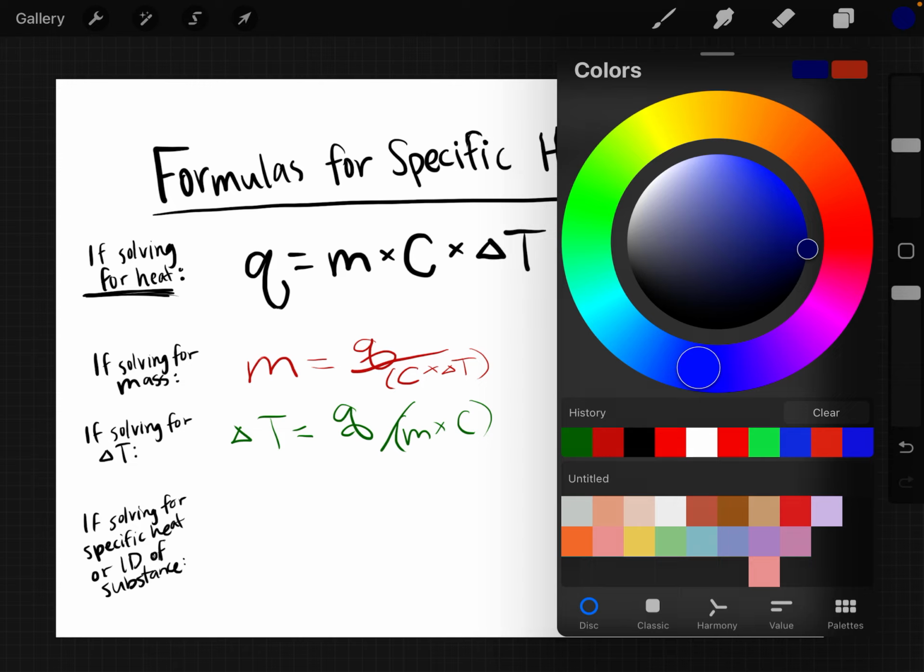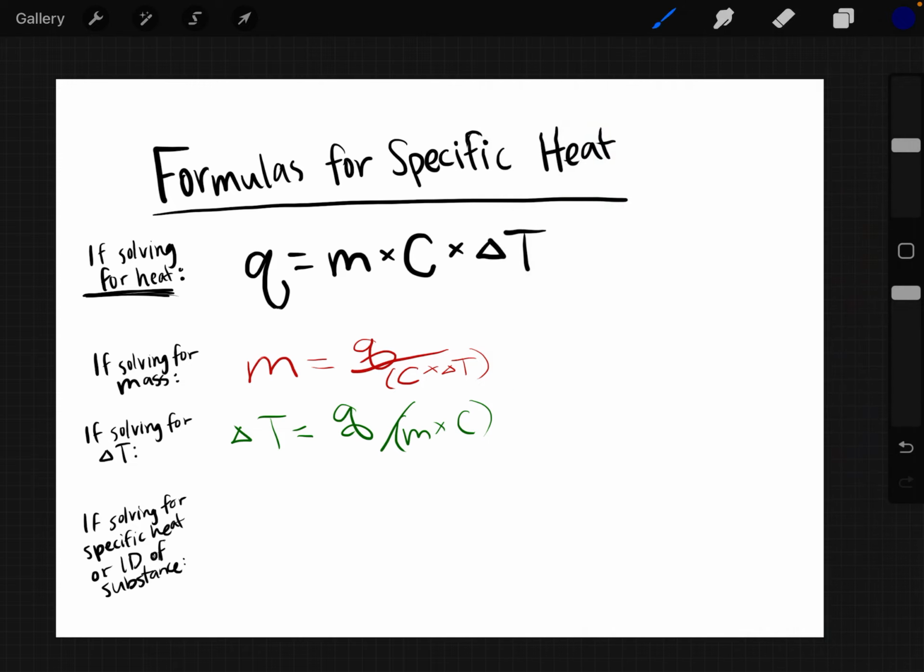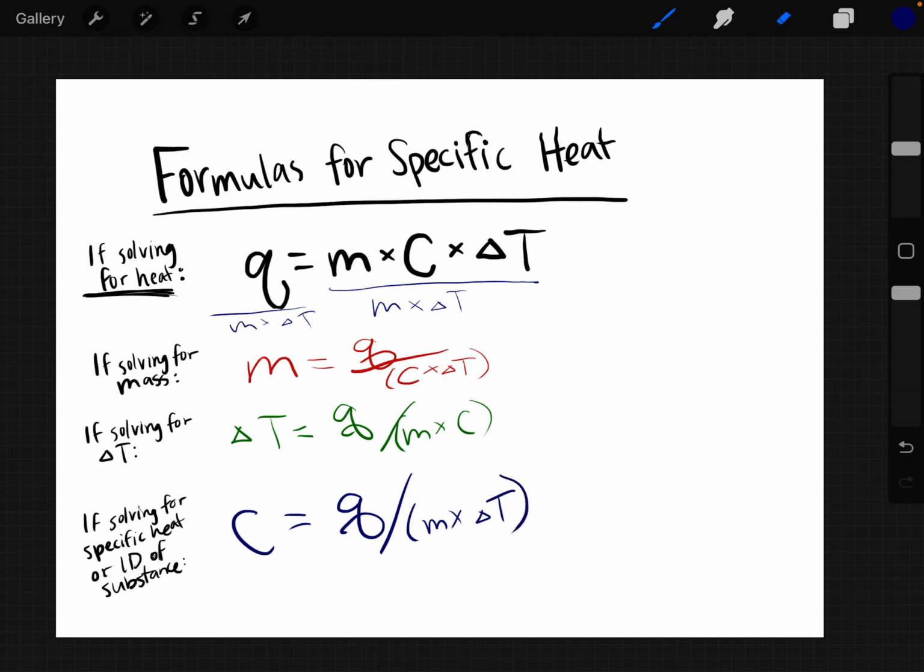Finally, if you ever have a question that's asking you for the specific heat, or C, or what the substance is, you're going to want to be solving for C, again manipulating your equation. So we're going to want to divide that C from everybody that it's with, that's the M and the delta T. So we're going to divide both sides by that. And we end up getting that C, our specific heat, is equal to Q, our heat, divided by our mass times our delta T.